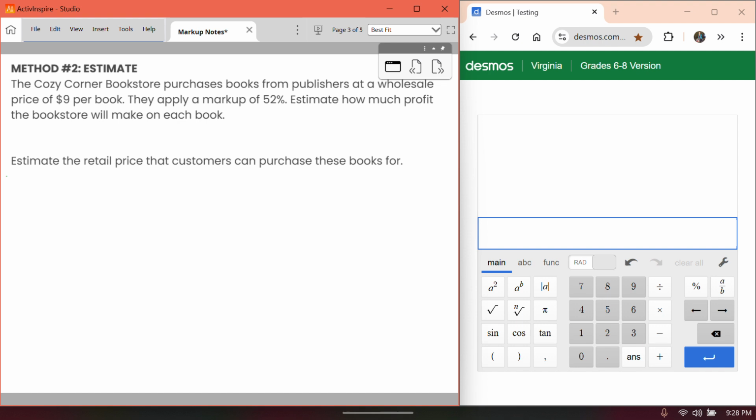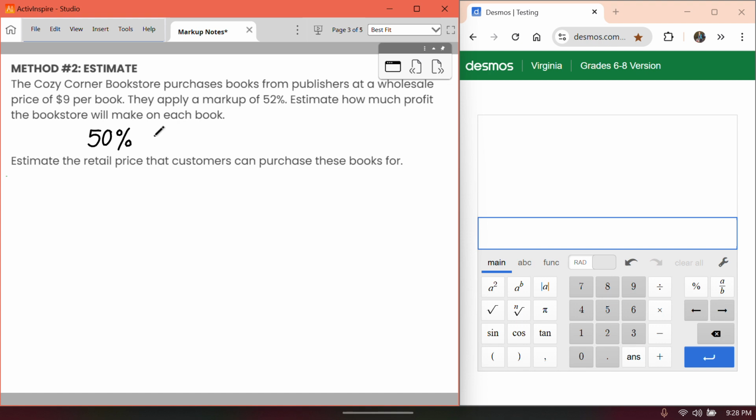Method 2, estimation. And if you watch the tax video, you know I love estimation, so let's do it. The Cozy Corner bookstore purchases books from publishers at a wholesale price of $9 per book. They apply a markup of 52%. Estimate how much profit the bookstore will make on each book. So the key to estimation is using those benchmark percentages, and 52% is not a benchmark percentage, but 50% is, and I can find 50% of pretty much any number.